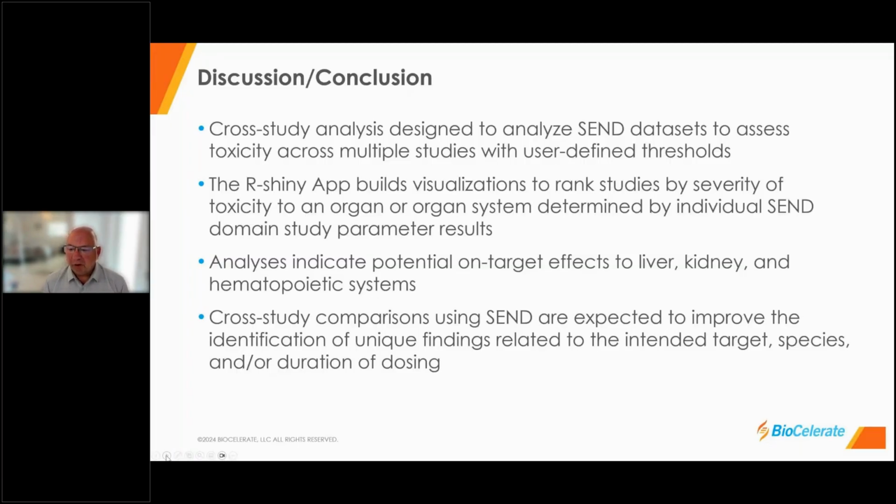As we look through this, at least looking at the output from the radar plots, it appears in some cases, as a potential interpretation, that there are liver, kidney, and hematopoietic system effects that may be on target, but there were also some effects that appeared off target. And again, it relies on the scientists digging into the data and making those judgments.